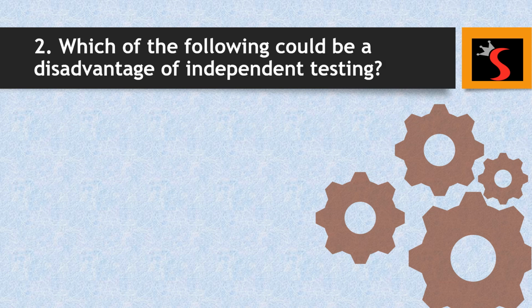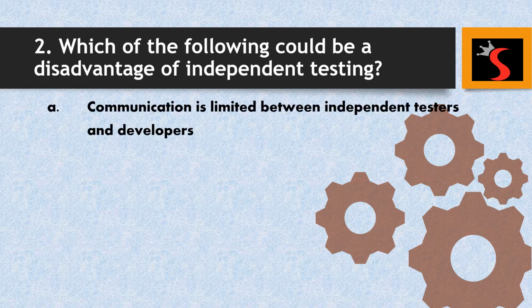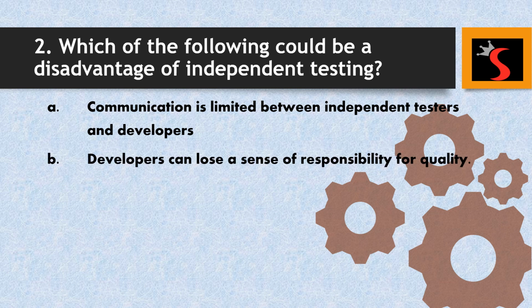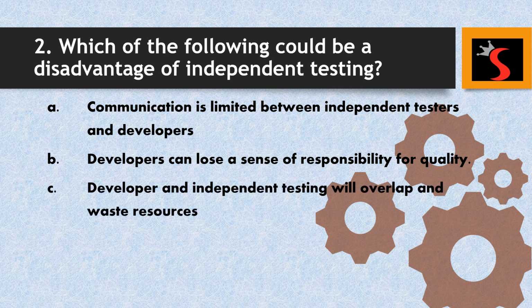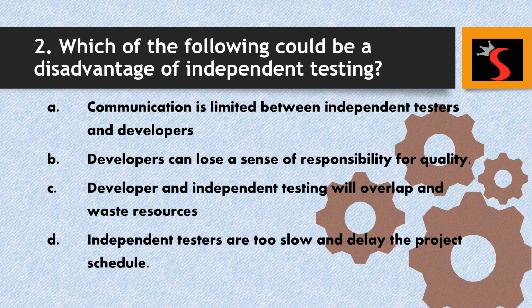Which of the following could be a disadvantage of independent testing? A. Communication is limited between independent testers and developers. B. Developers can lose a sense of responsibility for quality. C. Developer and independent testing will overlap and waste resources. Or D. Independent testers are too slow and delay the project schedule.